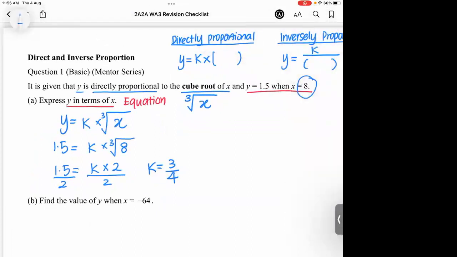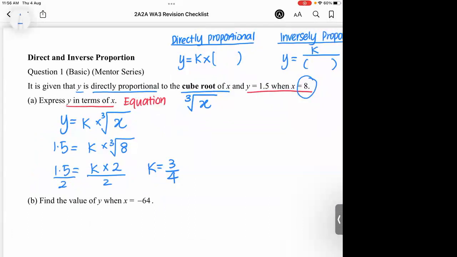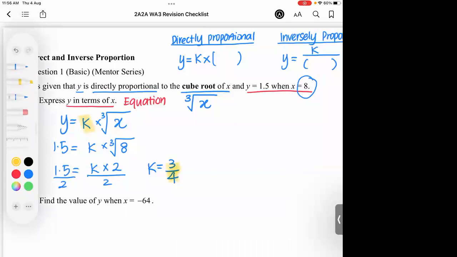Yes or no? Someone typed in already, right? Okay, how? Is this the final answer? No, right? This is not the final answer. What do I need to do? I need to plug back in my k, right? The k here now changes to the number 3/4. So now the answer is y equals 3/4 times, I'm no longer going to put the multiplication sign, I just write the cube root of x straight away.